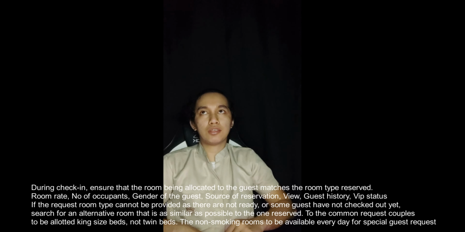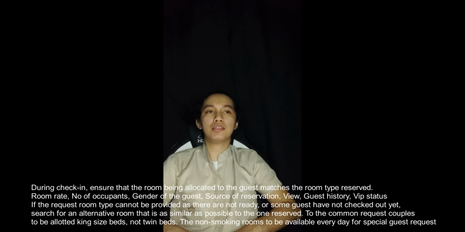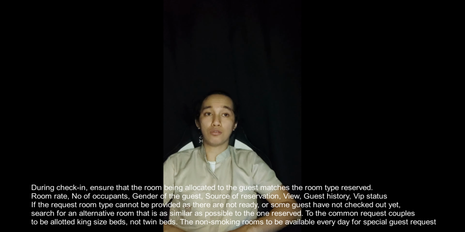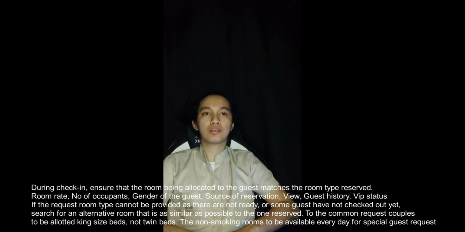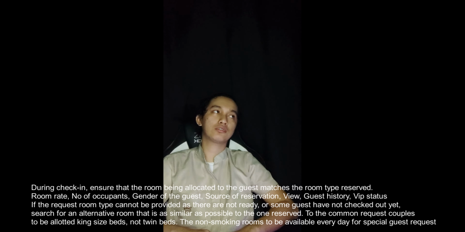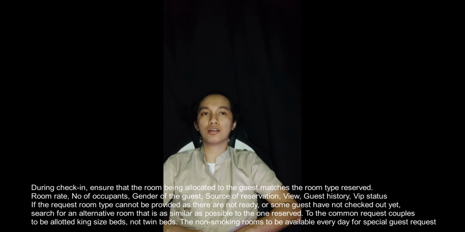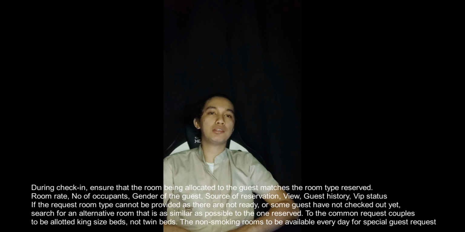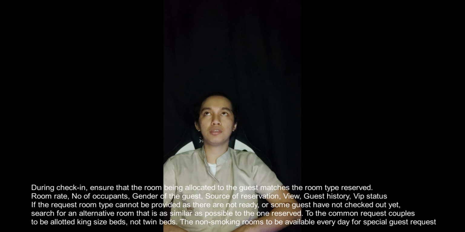If the room type cannot be provided as they are not ready, or some guests have not checked out yet, search for an alternative room that is as similar as possible to the one reserved. Common requests: couples to be allocated king-size beds, not twin beds, and non-smoking rooms to be available every day.